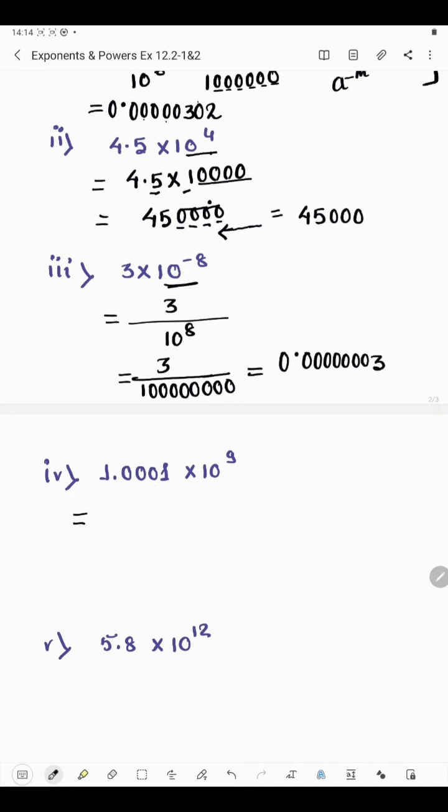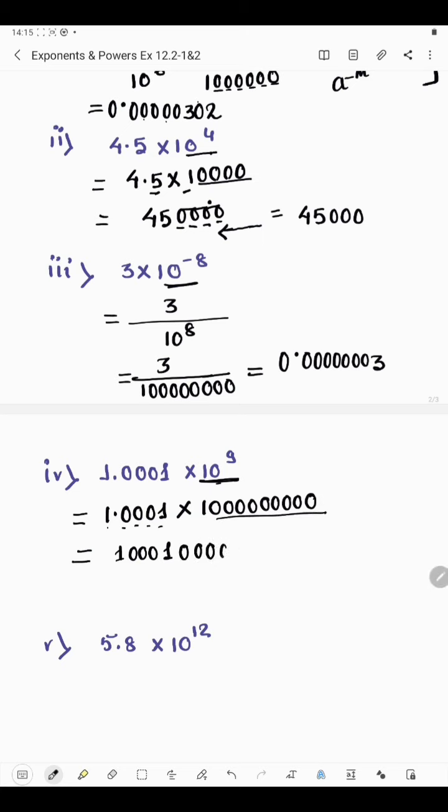Okay. Now next, the fourth part we have 1.0001 multiplied by 10 raised to the power 9. So here we are multiplying, so number gets bigger. So 1.0001 will be multiplied by 10 to the power 9 means we will have 9 zeros. 1, 2, 3, 4, 5, 6, 7, 8, 9. Okay, now we will multiply this. Here 1, if you ignore the decimal, it will become 10001. Okay, 0, 3 zeros and 1, and we have total 9 zeros here. So 1, 2, 3, 4, 5, 6, 7, 8, 9.